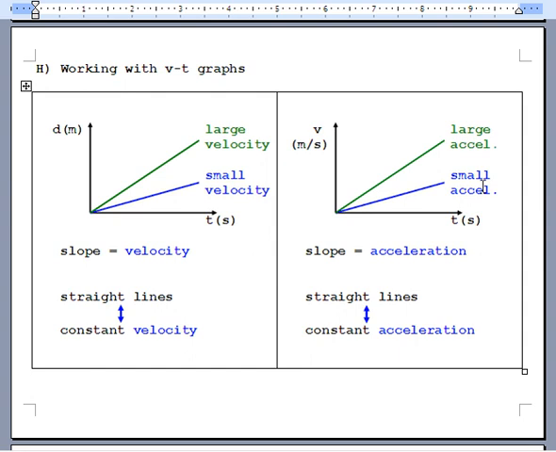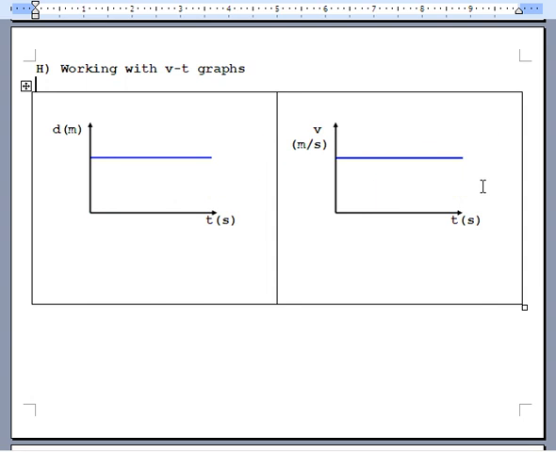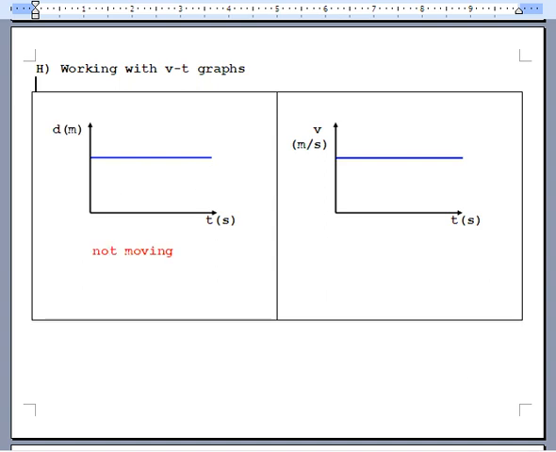Now, that's not the only lines that you'll see on these two graphs. What about the mighty horizontal line? So on a position time graph, on a dt graph, that horizontal line tells us that the object is not moving. While on a velocity time graph, I like to say that the thing is cruising. It's locked in at some specific velocity, and you would just go look at your scale to see exactly what that is.